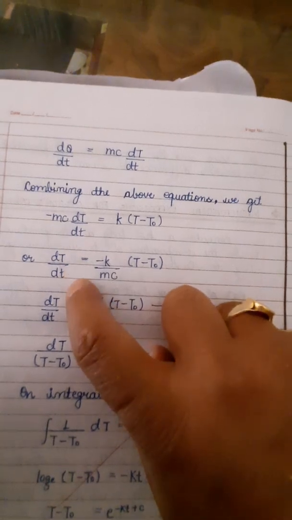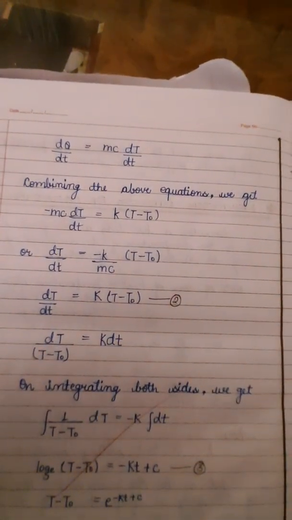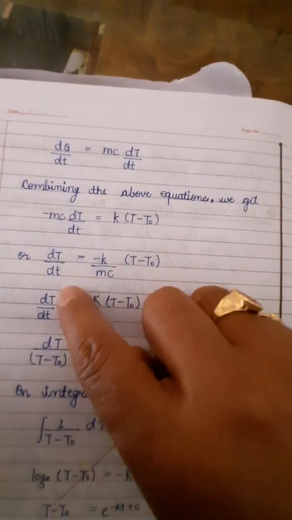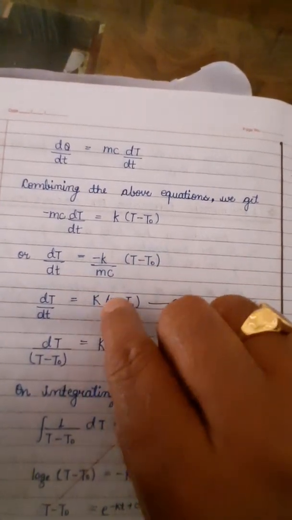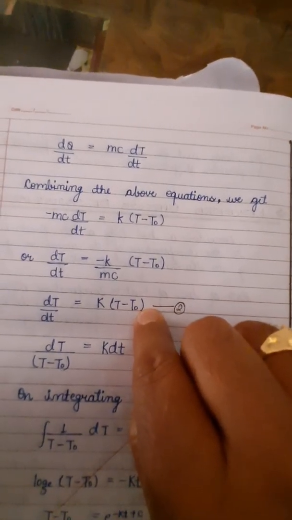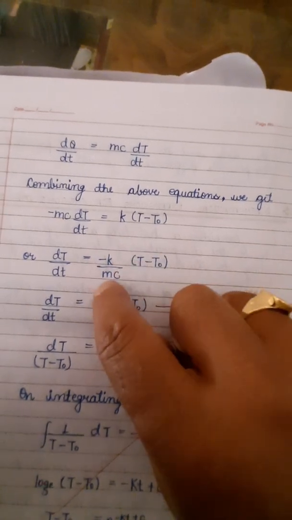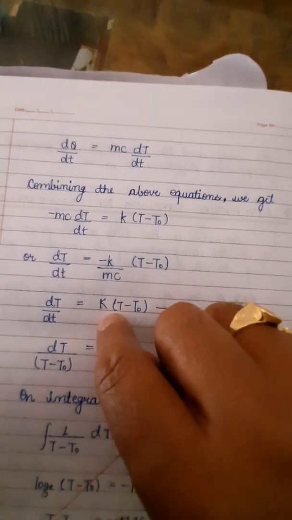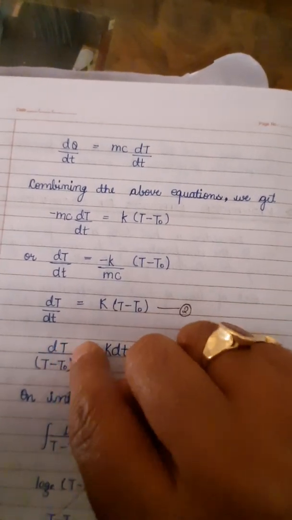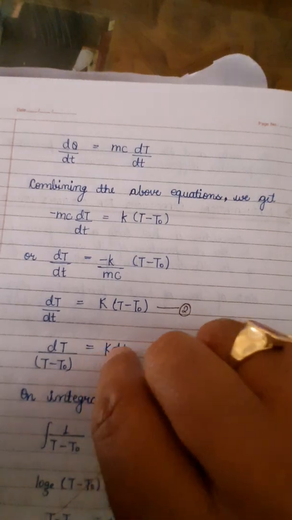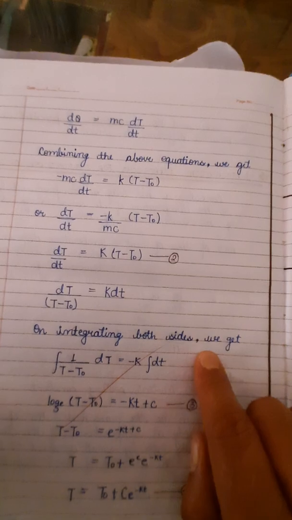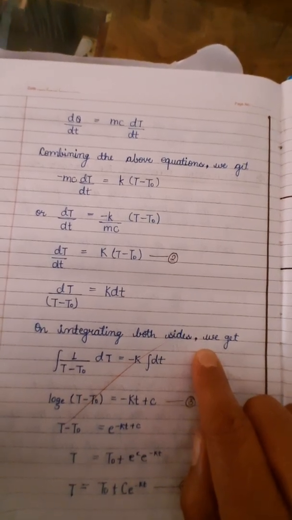So dT upon dt, called the rate of cooling, is equal to minus k upon M into C into T minus T naught. Understood? So small k upon M into C is equal to capital K. This is all constant, that's why I wrote K here. So dT upon T minus T naught is equal to K into dt. On integrating both sides, we will get the new equation, which I am going to tell you in the next video.